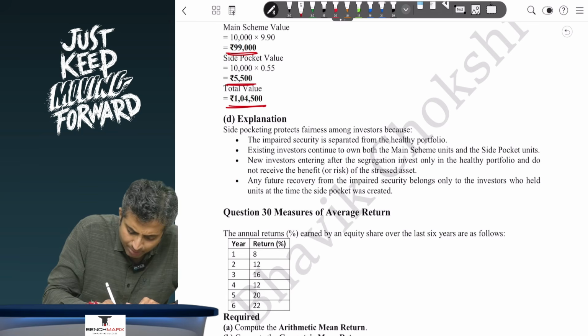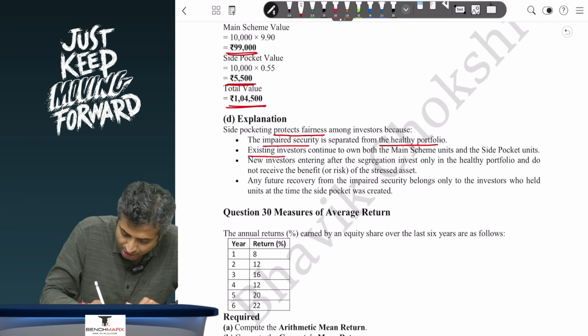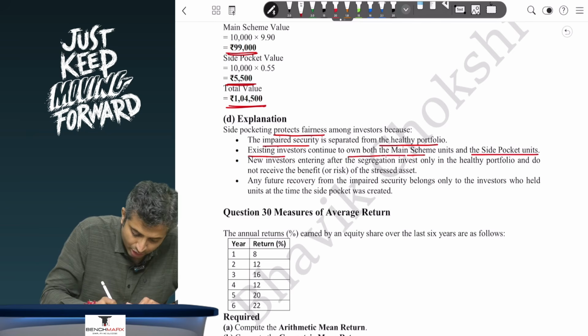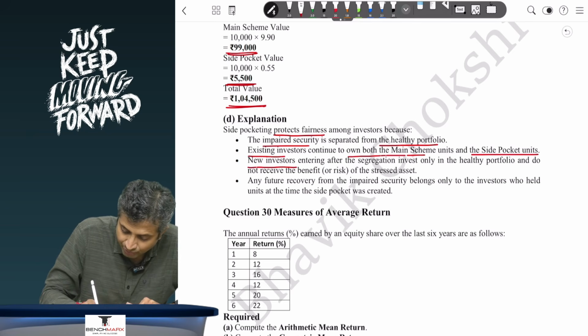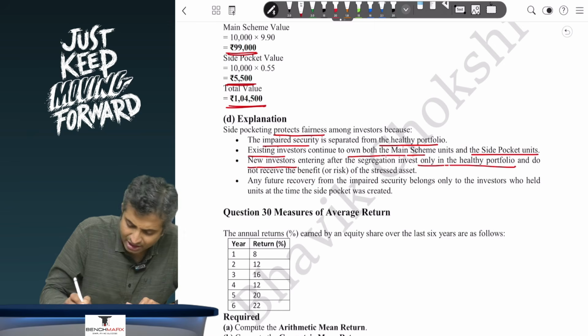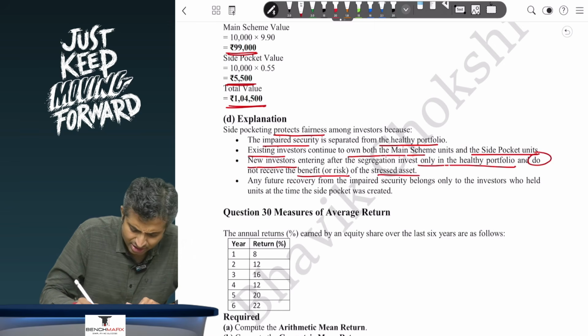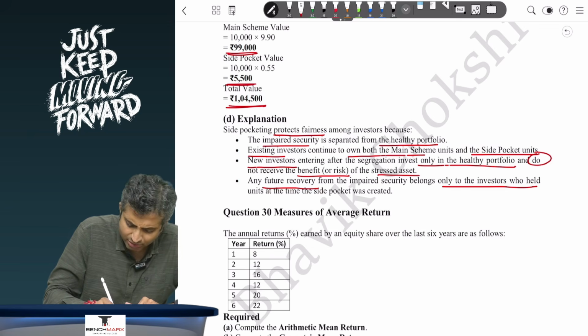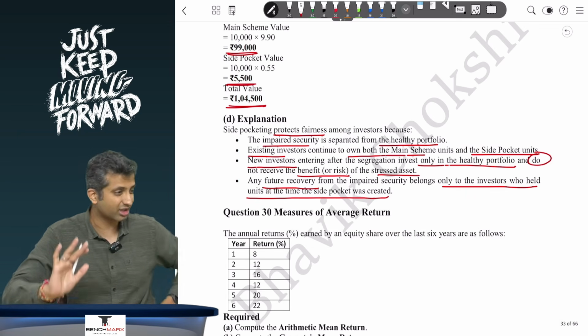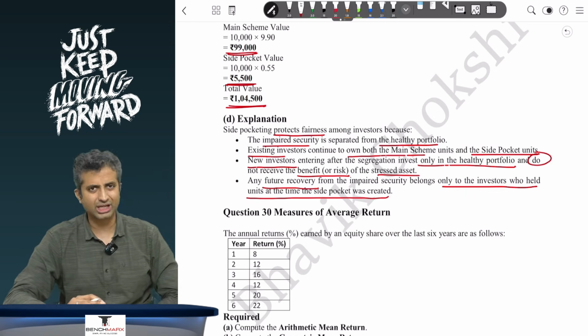So side pocketing protects fairness among investors. The impaired security is separated from the healthy portfolio. Existing investors continue to hold both the main scheme and the side pocket units. The new investors, after segregation, will only have the healthy portfolio and do not receive any benefit or risk of the stressed asset. Any future recovery from the impaired security is attributed to investors who held the units at the time the side pocket was created. So this is the concept pertaining to side pocket.